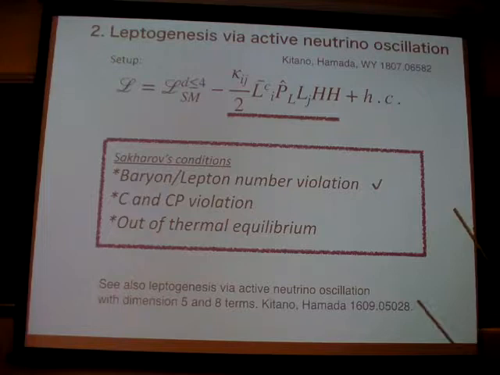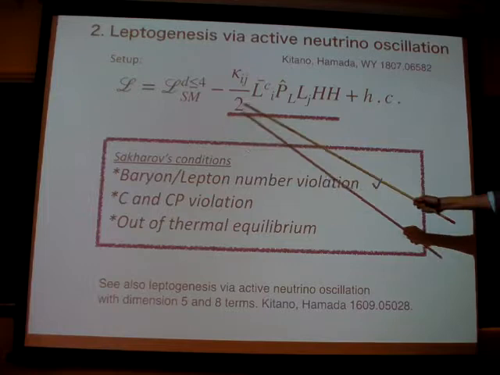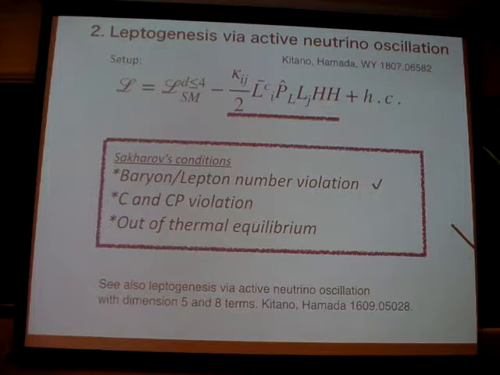In the second part, I will discuss leptogenesis via active neutrino oscillation. I will show you the setup and how the Sakharov's conditions are satisfied. So the setup is like this. We consider the renormalizable Standard Model plus the llHH interaction term. Then immediately, we get that lepton number violation is satisfied here.